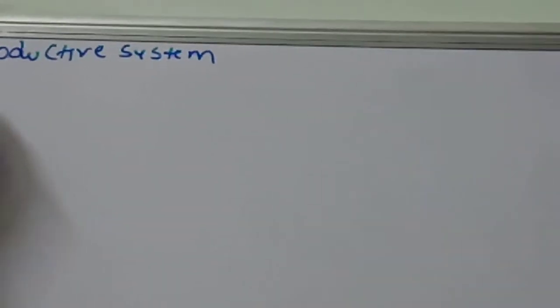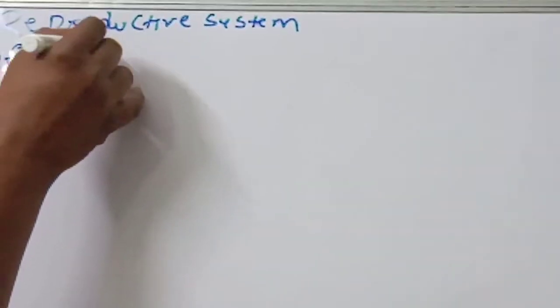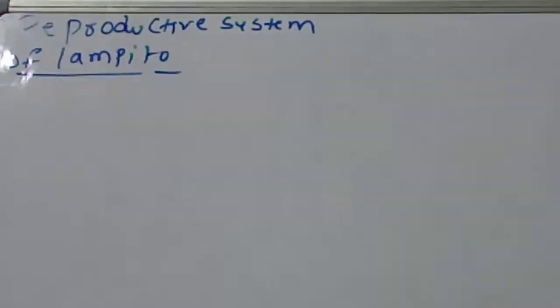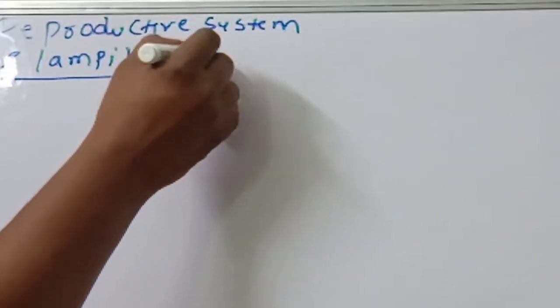Today we are going to discuss, as you know very well, the reproductive system of Lampito mauritii. Reproductive system of Lampito mauritii. Okay, children, Lampito mauritii.